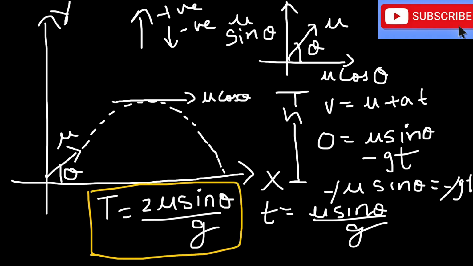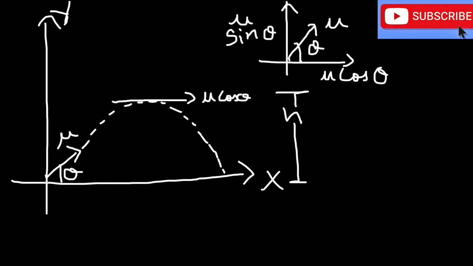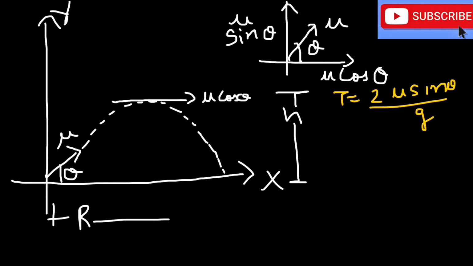Let us move to the second derivation. As we derived the time as 2u sin theta upon g, let us keep it aside now. Now we will be talking about a very important thing, that is the range. The range is the horizontal distance traveled by the projectile. So this will be our range.